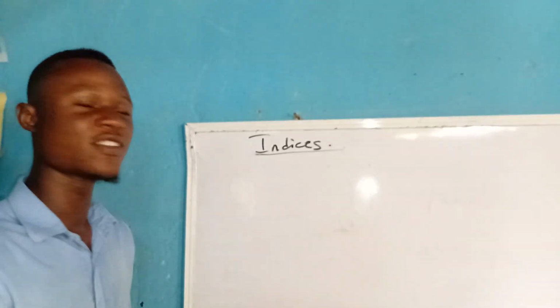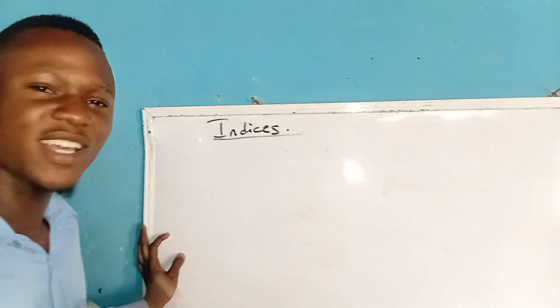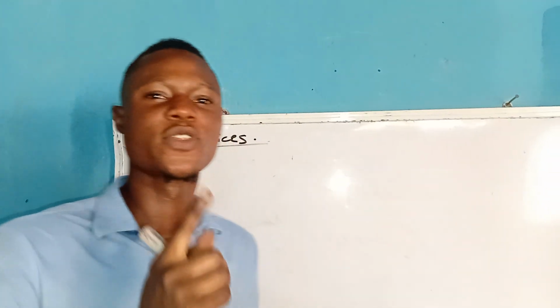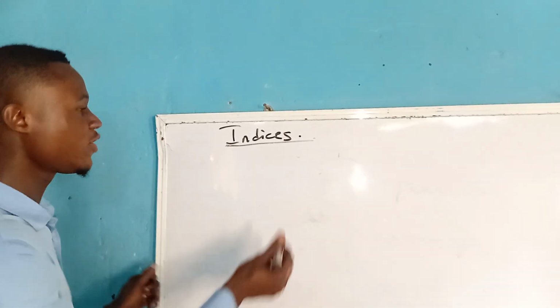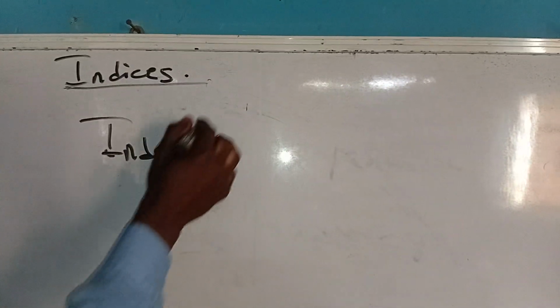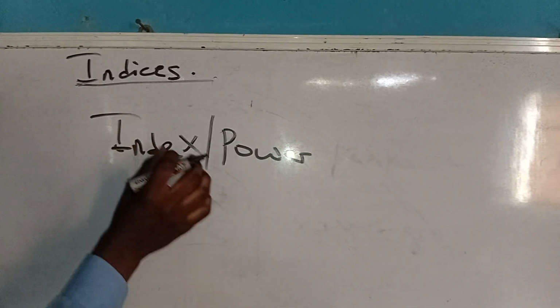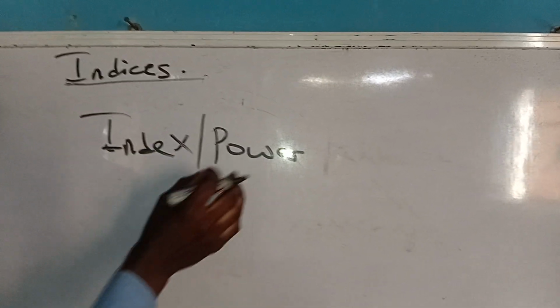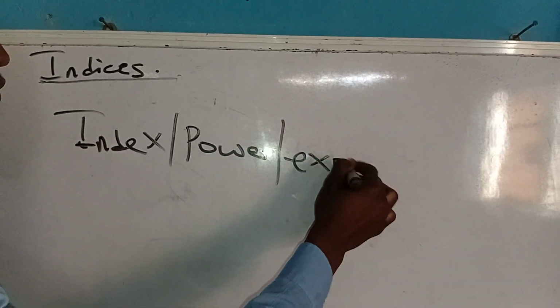We are going to be discussing indices. First and foremost, indices is the plural form of index. That means if you are having index here, we are going to be having power 2. Why? Because index is the same thing as saying power. So it's the same thing as saying exponent too.